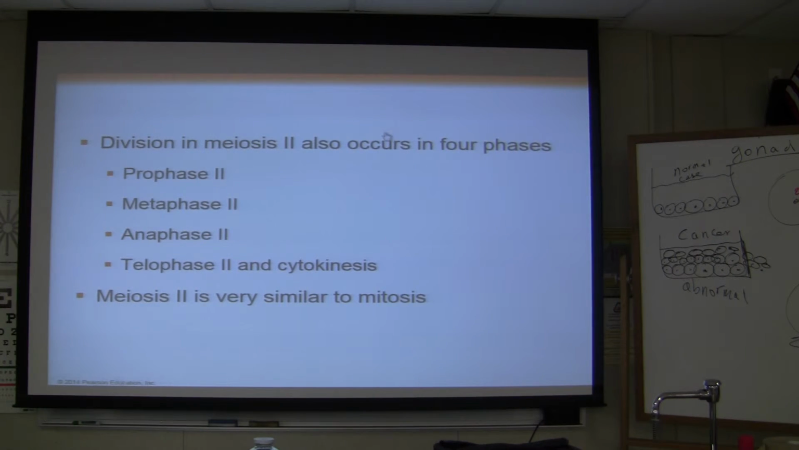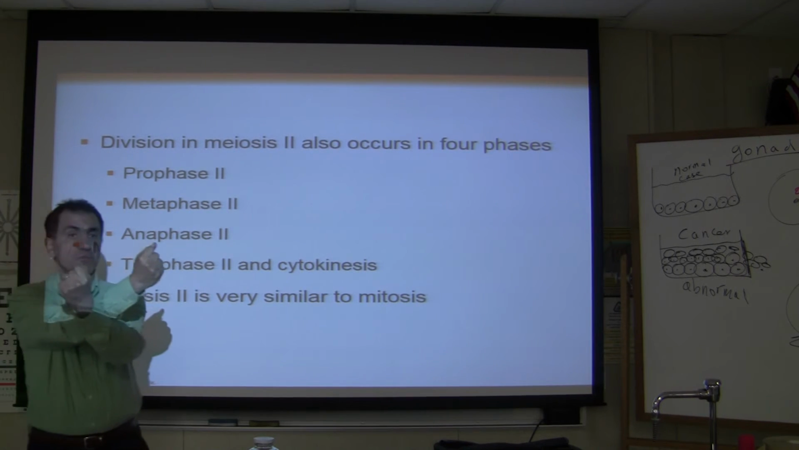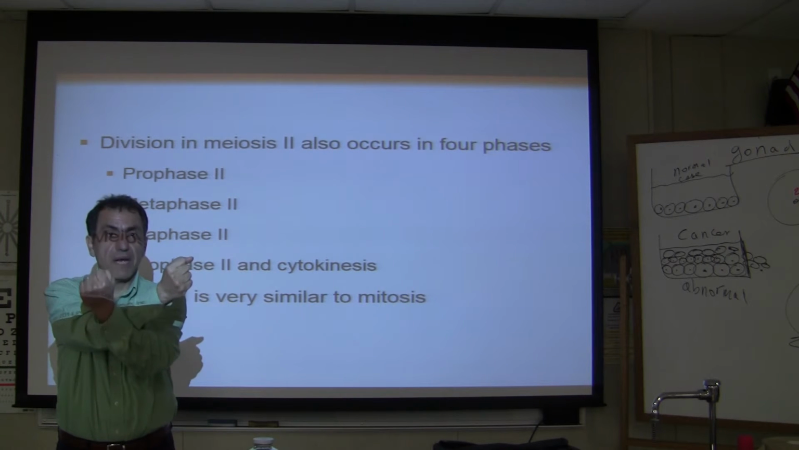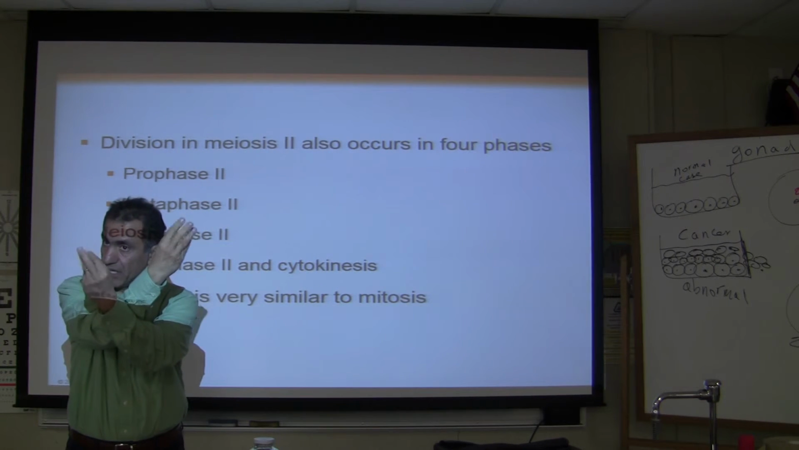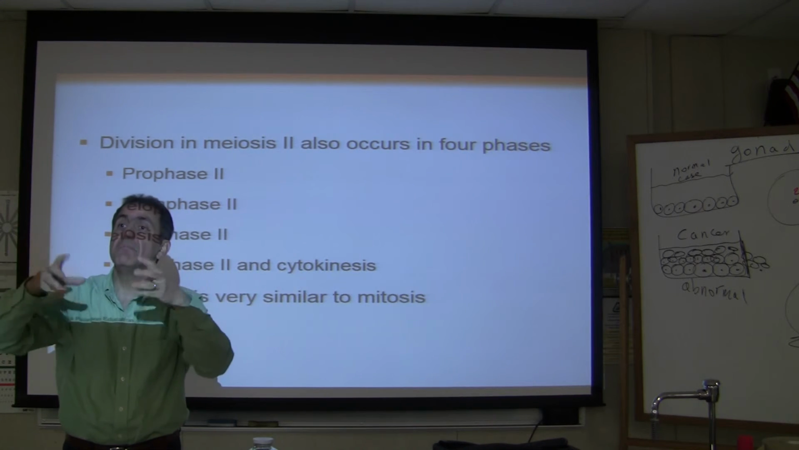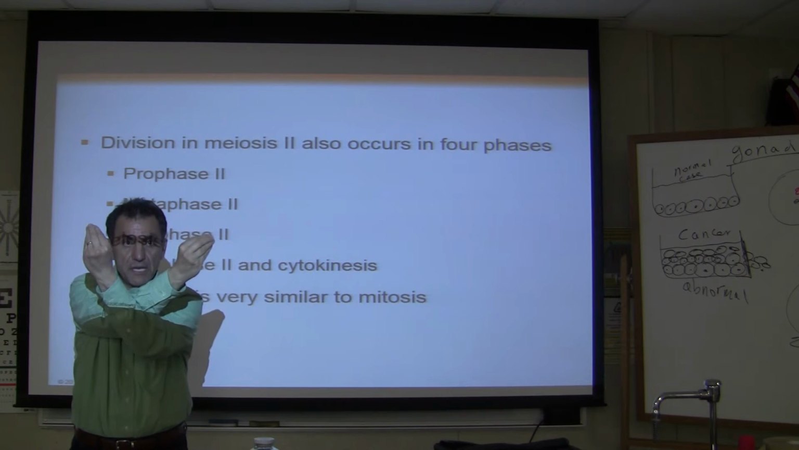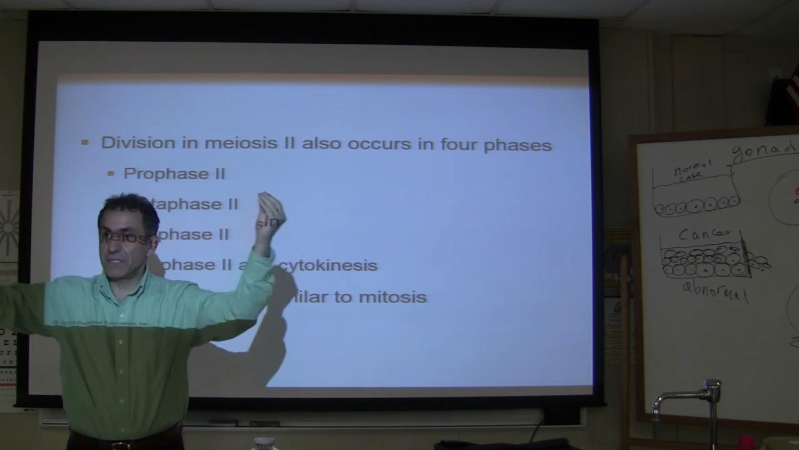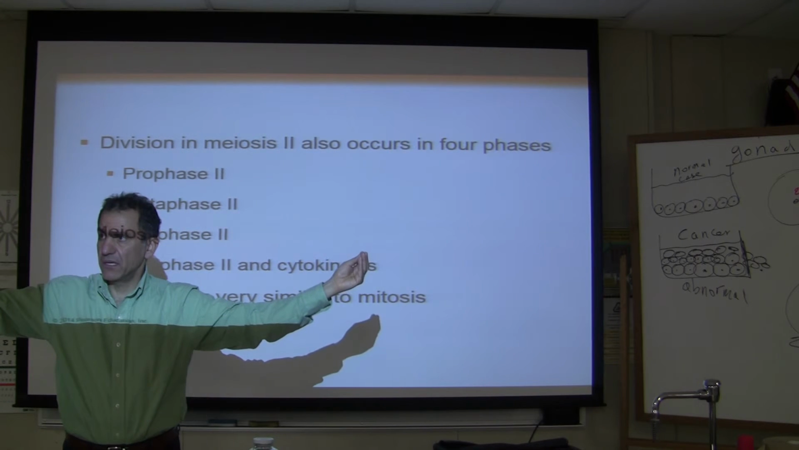Okay, division 2 also occurs in 4 phases. Prophase 2, metaphase 2, anaphase 2, telophase 2, and cytokinesis. Meiosis 2 is very similar to mitosis. Why is it similar? Because of the fate of the chromosomes. You remember the chromosomes in mitosis, they separate the sister chromatids. They separated, they went to separate cells. Same thing happens in meiosis 2. Sister chromatids are separating and they go to separate cells. I hope I'm making some sense.